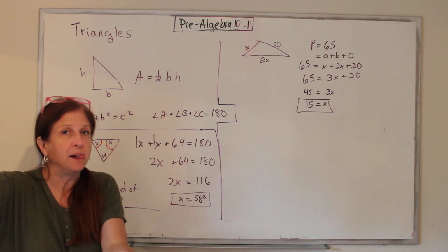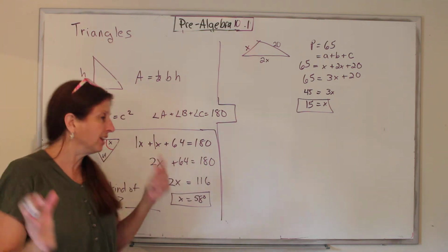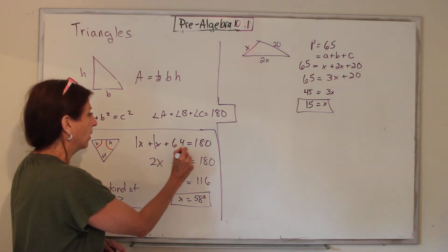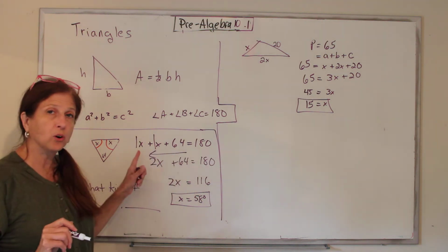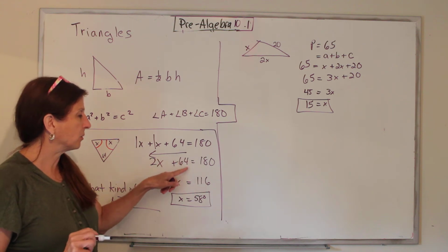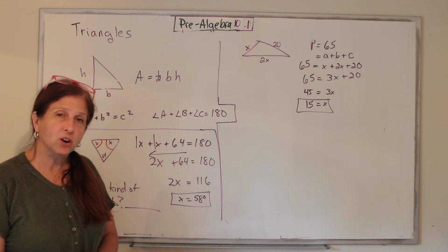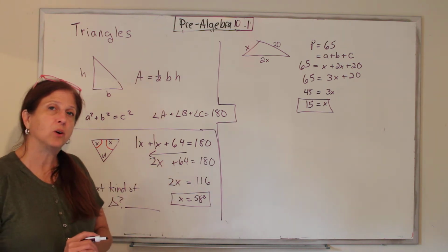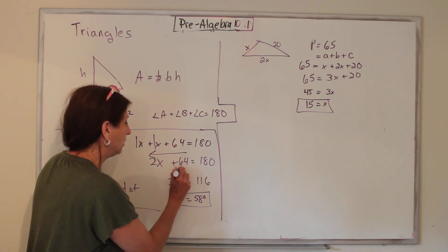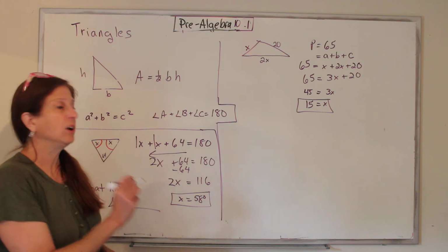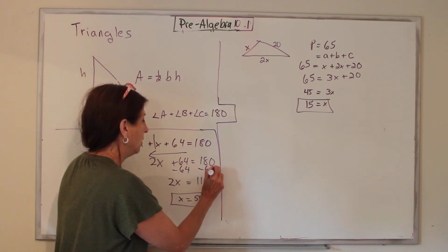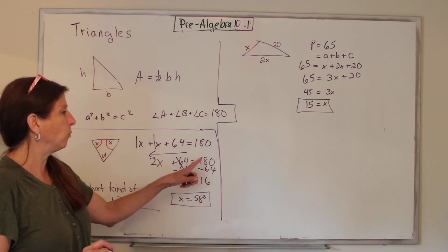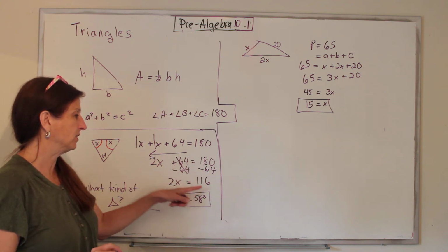Now we ask our question. Why is x not alone? Well, it's being multiplied by 2 and it has a plus 64. We start with what's further away and move to what's closer, so we're going to get rid of the 64 first by doing the opposite. What's the opposite of plus 64? Minus 64. What we do to one side, we do to the other. What happens to these? They cancel out. So now 180 minus 64 is 116.